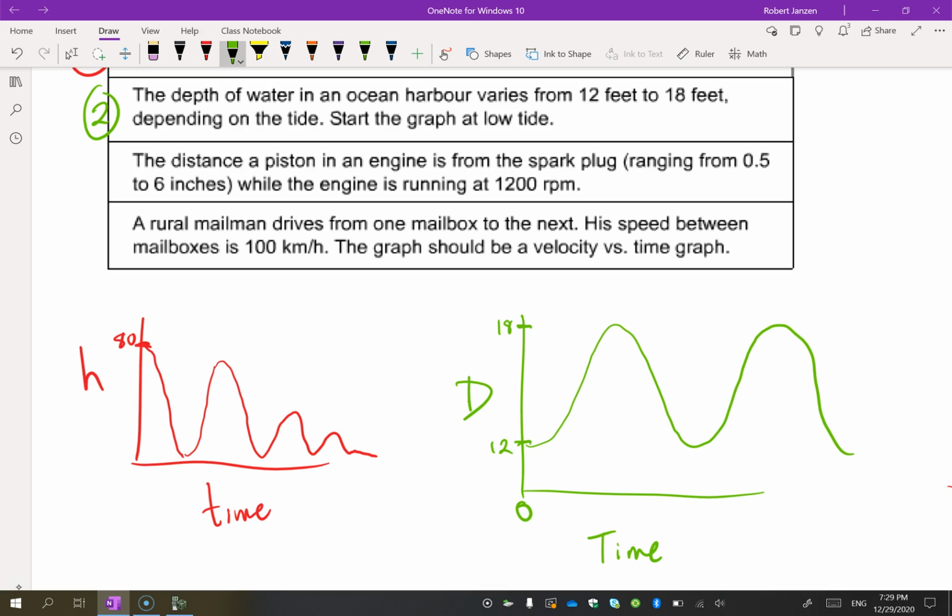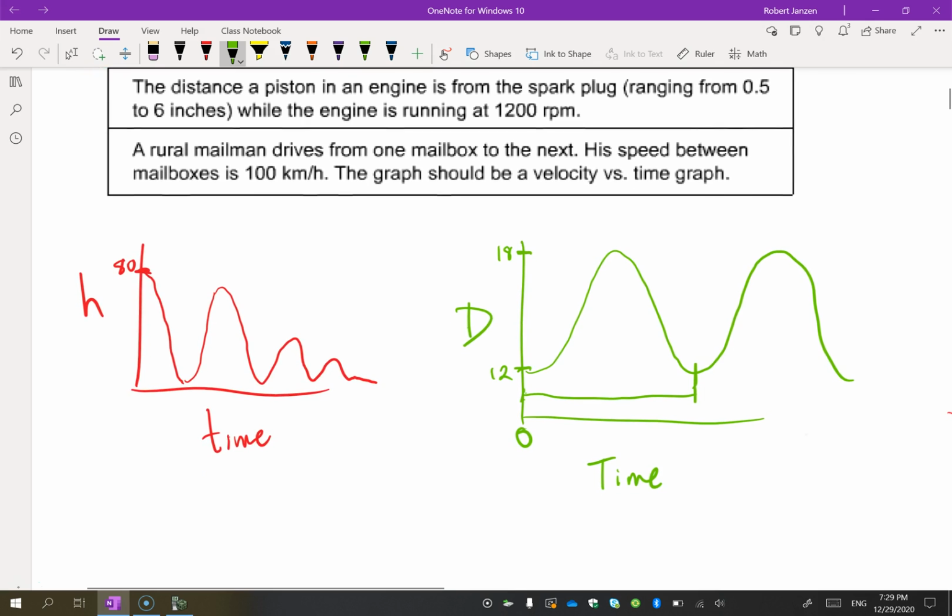We can make predictions that during this time, the water will rise and fall, and the next day, exactly the same thing will happen. Okay, this is periodic, a repeating pattern that happens over and over again. Alright, let's look at the third one.